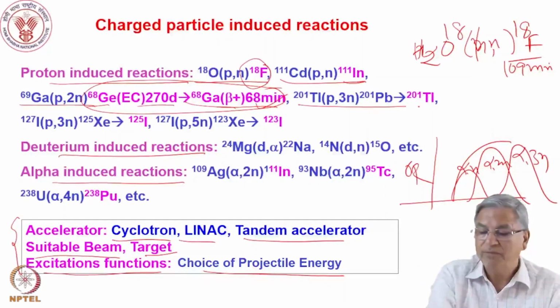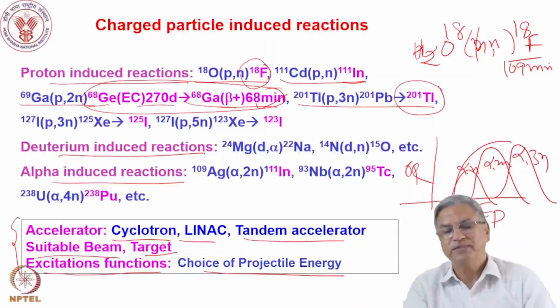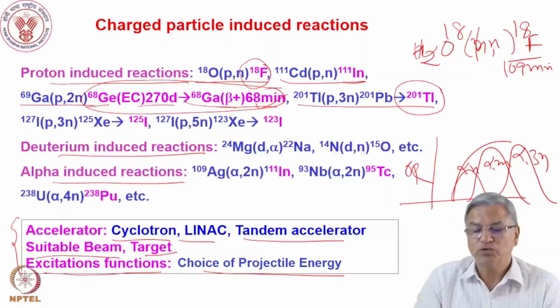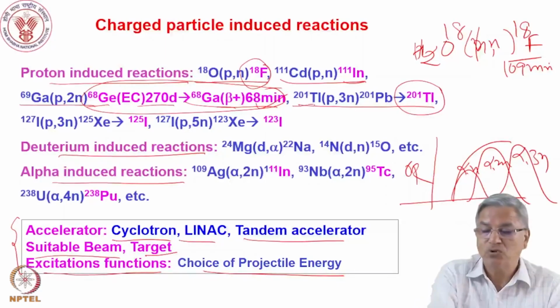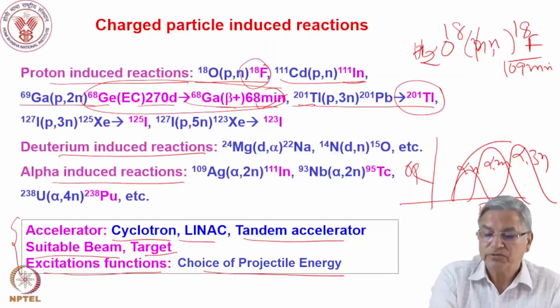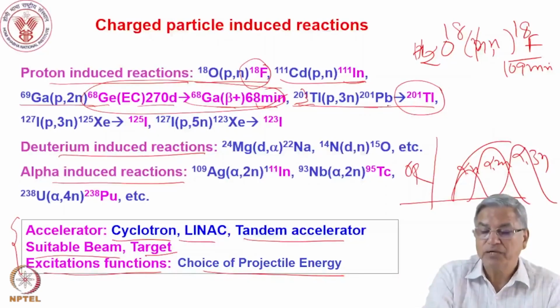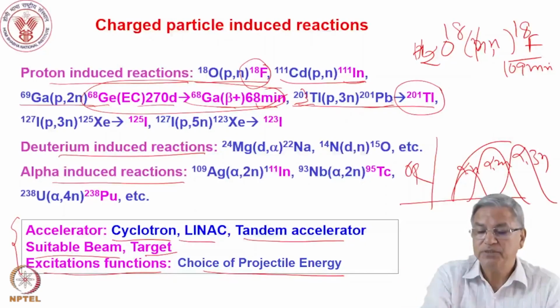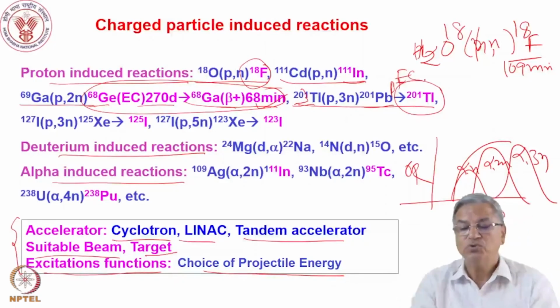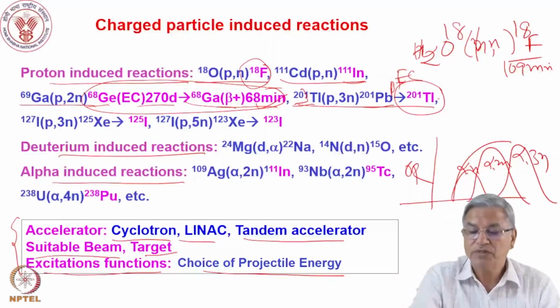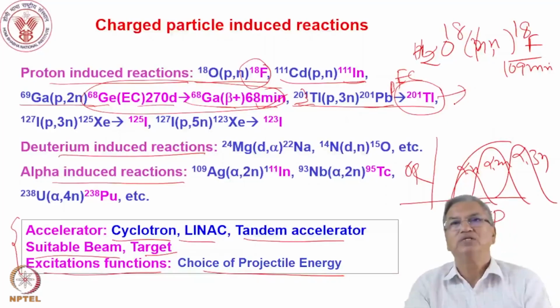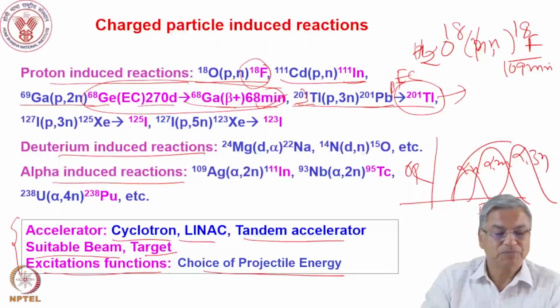Similarly, thallium-201 is used in stress tests, single photon emission computed tomography. You irradiate thallium-203, not 201, with a p,3n reaction to get lead-201, which decays by beta plus emission or electron capture to thallium-201. This has a half-life of a few days, and you can use it for spectral analysis.